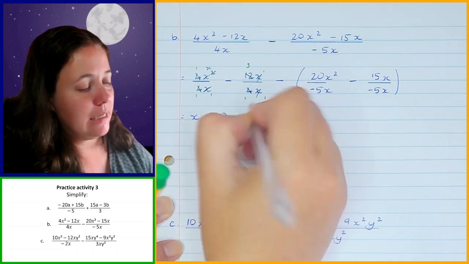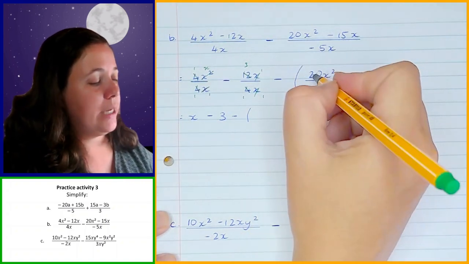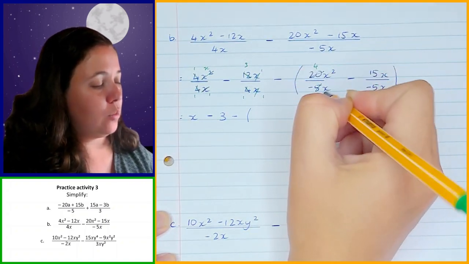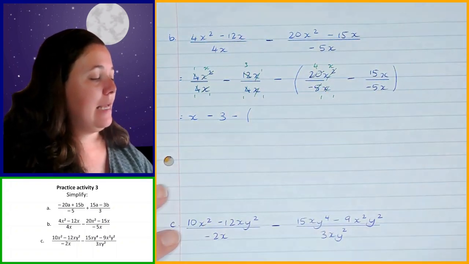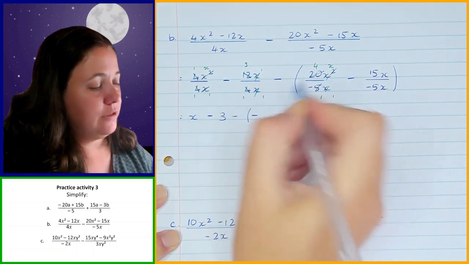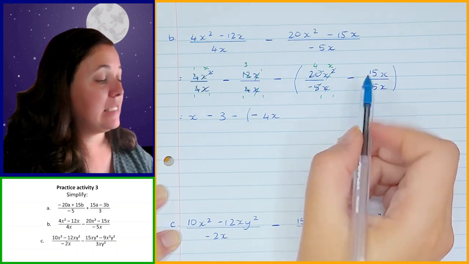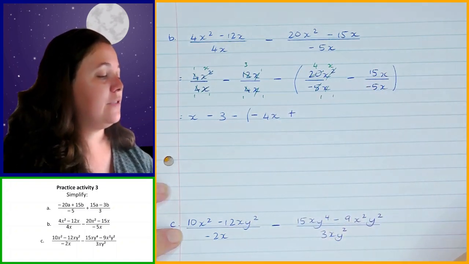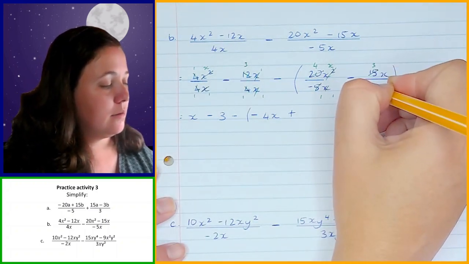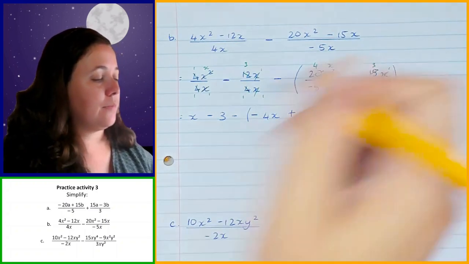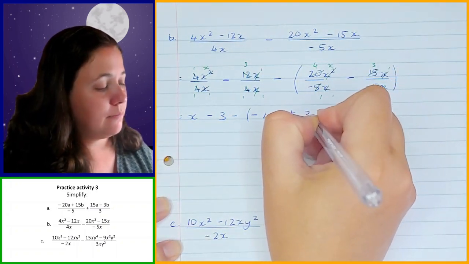Then I've got minus, and in brackets, 20 and 5 gives me 4 and 1. X squared over x gives me x over 1. Okay, so this one, it's a positive divided by negative, so it's negative 4x. Then over here, I've got negative divided by negative is positive. 15 over 5 gives me 3 over 1. And the x's cancel. Right, so for that one, I get minus 3, or plus 3, sorry.